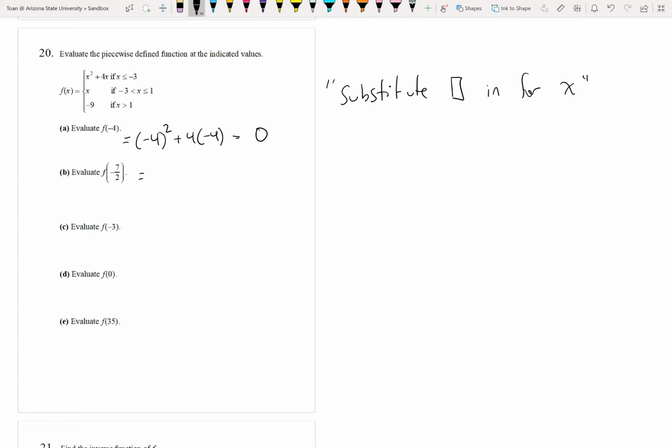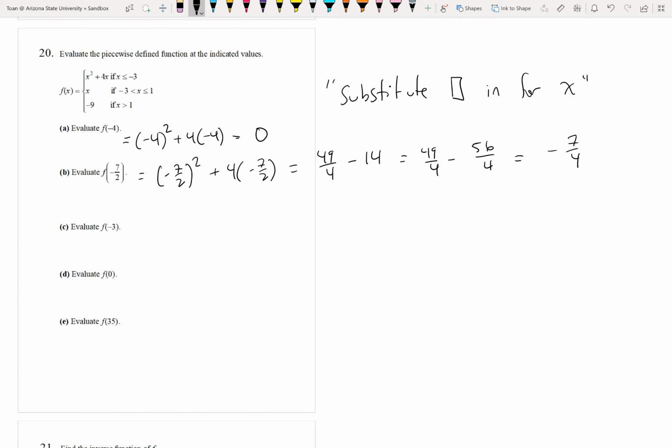So you're going to plug into the first equation. That's -7/2 squared plus 4 times -7/2. So that gives me positive 49/4 minus 14, which is 49/4 minus, multiply 14 by 4, that's 56/4, which is -7/4. So the answer to letter B should have been -7/4.